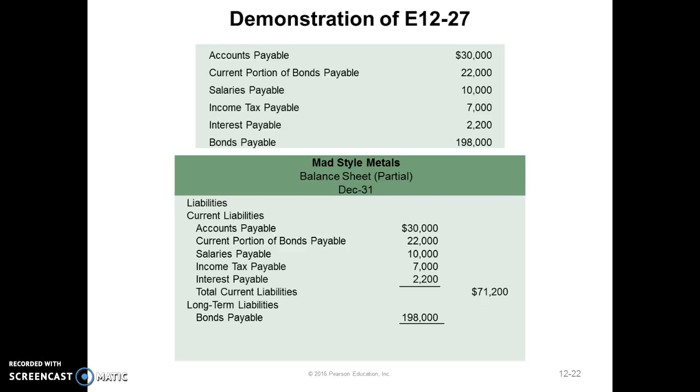71,200. And then we have bonds payable of 198,000, and that's our long-term liability. Remember, even with the bond, if there's something that we're going to pay within a year, we call it a current portion of it, and that would go in your short-term liabilities.